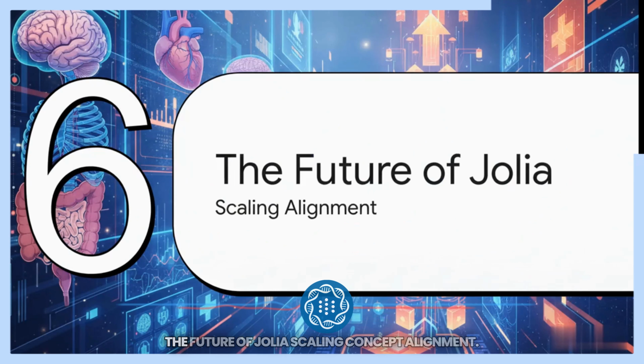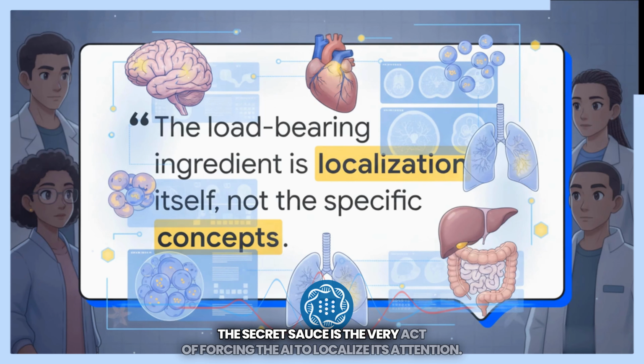Section 6. The future of Jolia, scaling concept alignment. Having established Jolia's dominance in identifying findings and generating reports, we really have to consider where this architecture goes next, because the implications are vast. The research paper leaves us with this really profound insight. The load-bearing ingredient is localization itself, not the specific concepts. See, the researchers actually ran tests using just arbitrary clusters instead of specific organs, and the performance still improved over the baseline. The secret sauce is the very act of forcing the AI to localize its attention.